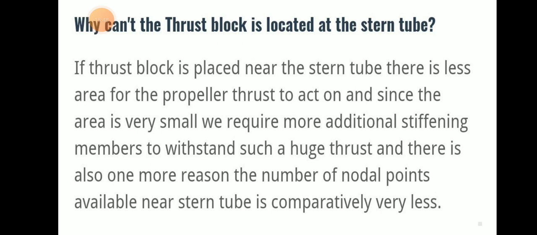There is also one more reason: the number of nodal points available near the stern tube is comparatively less. Near the propeller, the vibration will be very high, so the nodal points will be fewer. So if the thrust block is placed near the stern tube, there is very little area for the propeller thrust to act on, and we require more additional stiffening members to withstand that huge thrust. These two points are why we can't locate the thrust block at the stern tube.